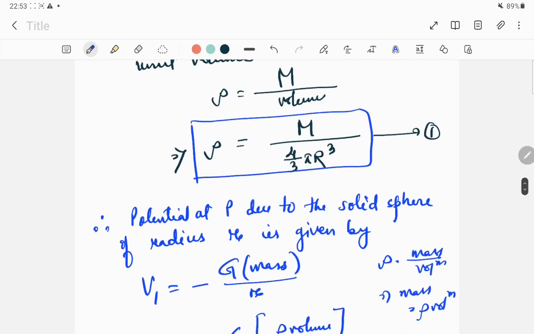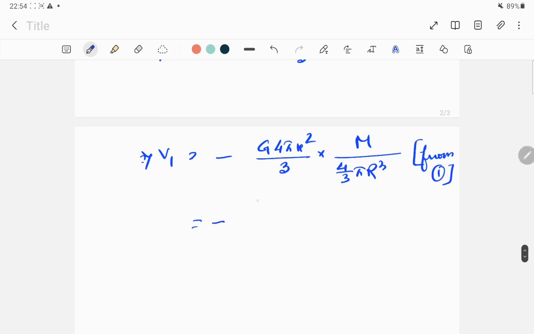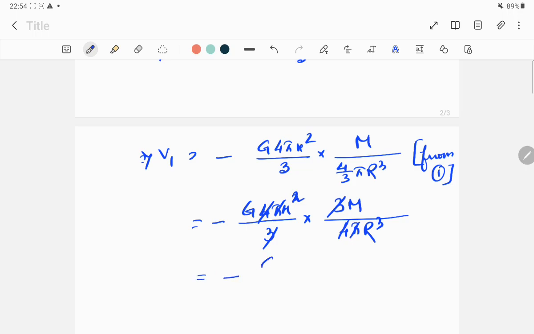Okay, so we will try to simplify it. So minus G. While simplifying the things, don't make a rush. Just do it slowly without missing anything. So this is 4 pi. 4 pi gets cancelled, 3 gets cancelled. So we simply have G m by R cube into small r square.